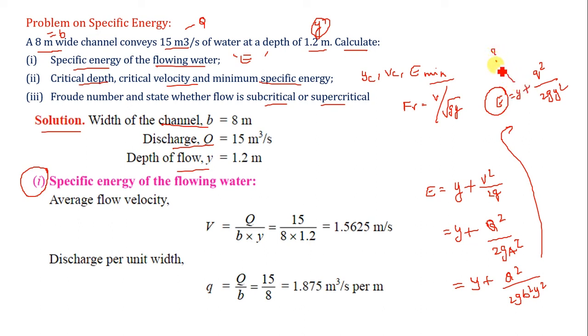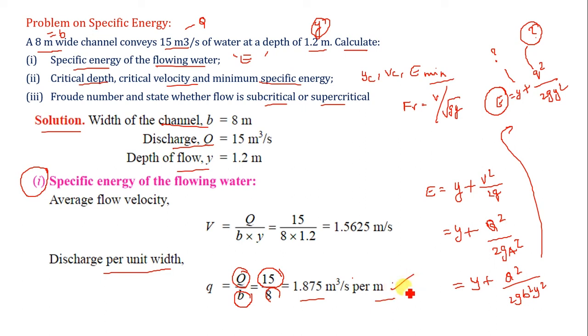Of course, I know what Y is, 1.2 meter. And q, I don't know. So let us find out q. Small q, right? So what is the small q? Discharge per unit width: total discharge divided by the width of the channel B. So 15 is the discharge given in the question and the width of the channel is 8. So 1.875 meter cube per second per meter. Okay, discharge per meter length. So this is the value of q.